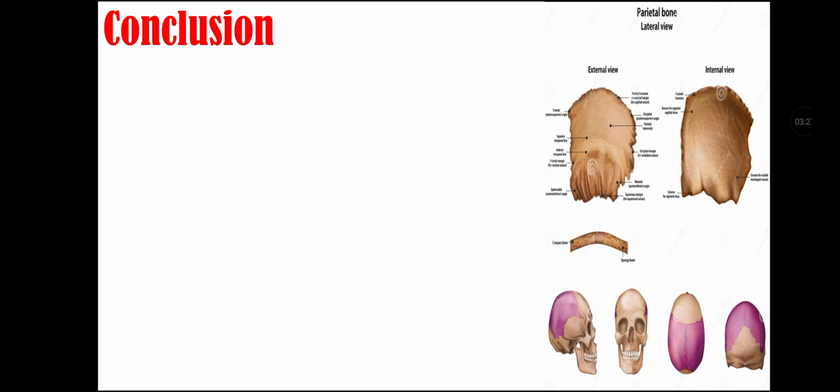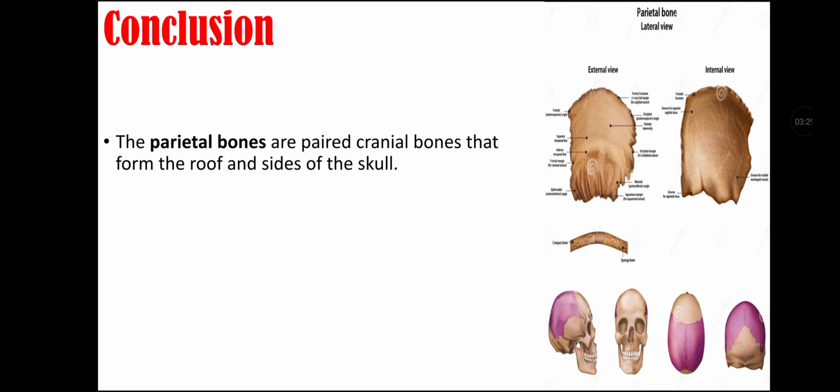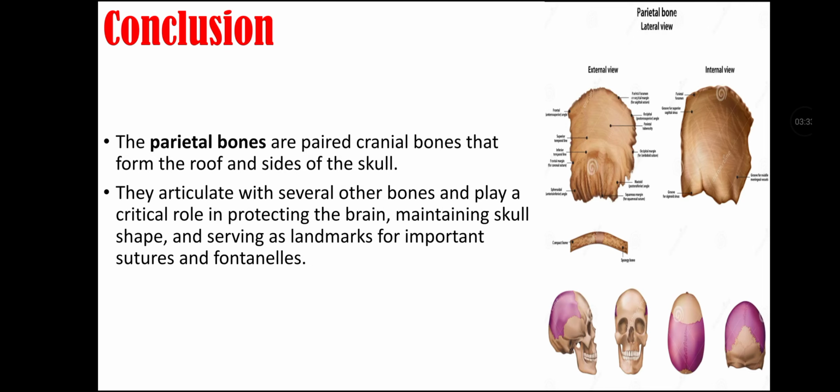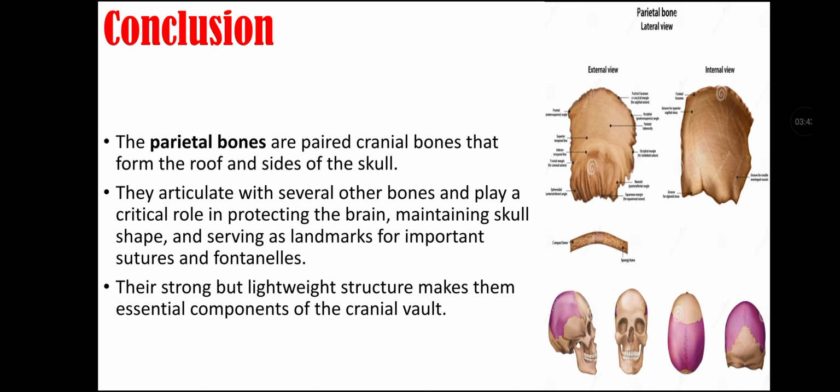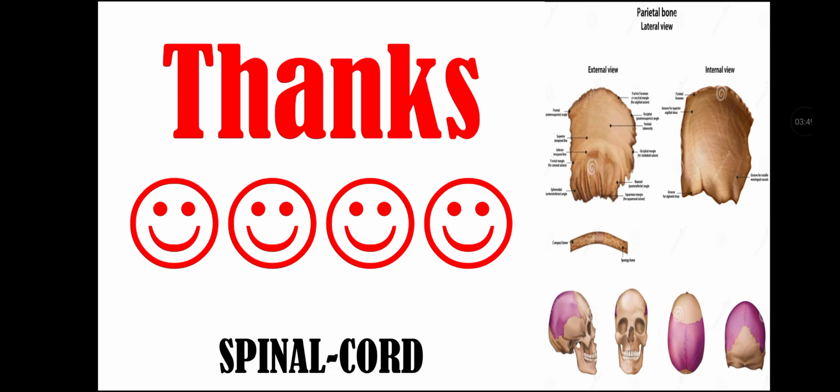Conclusion of this lecture video. Parietal bones are paired cranial bones that form the roof and sides of the skull. They articulate with the several other bones and play a critical role in protecting the brain, maintaining skull shape, and serving as landmark for important sutures and fontanelles. Their strong but lightweight structure make them essential components of cranial vault. And this was all about parietal bone.